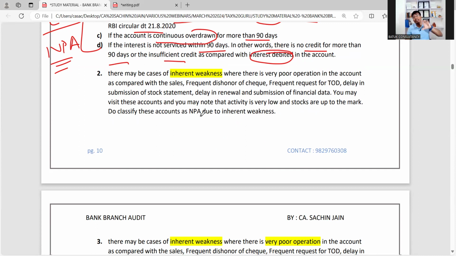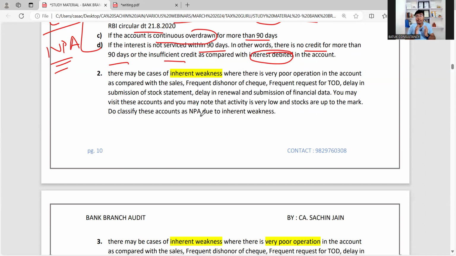My account is running properly, payment is also coming in within 90 days, all other things are there, but if there is a situation of poor operation of the account, in that case the account should be classified as NPA. So we need to check the operation of the account as well, on a random basis.